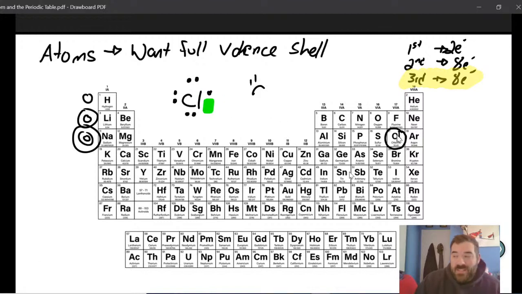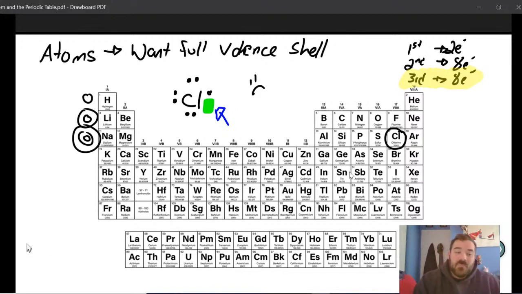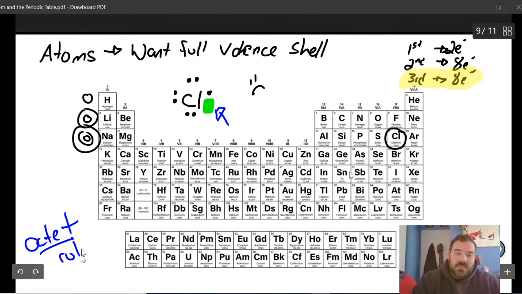And it's ravenous. It wants to get that electron from anyone it can, and it's going to get it from another atom, because it's so close to having a complete octet. It's so close to having a full valence shell. And the tendency of atoms to want 8 electrons in their shells, we call the octet rule, octet just meaning 8. So the octet rule says that atoms want to have a total of 8 electrons in their valence shell.